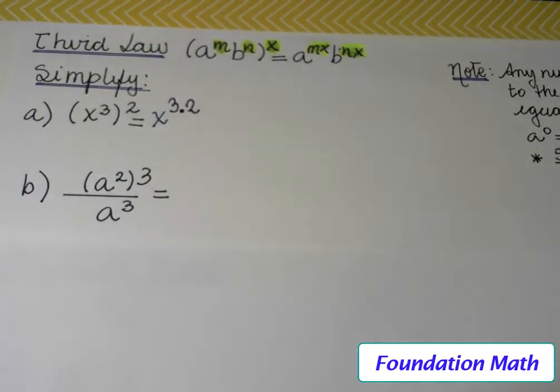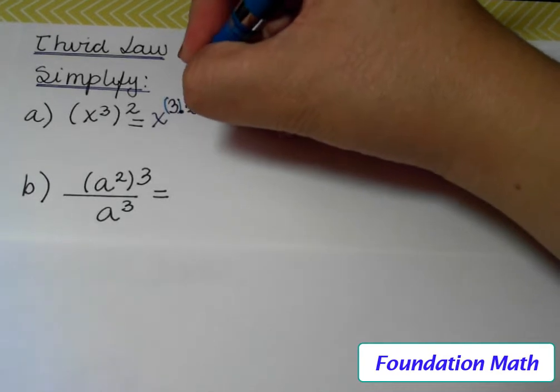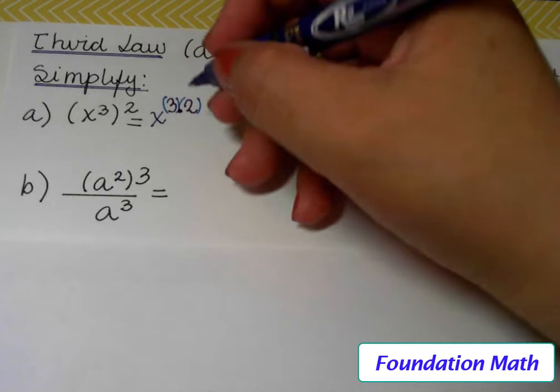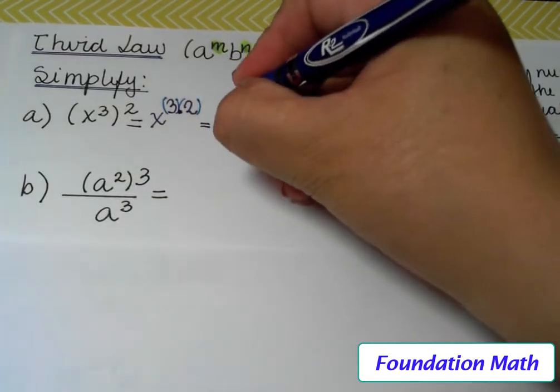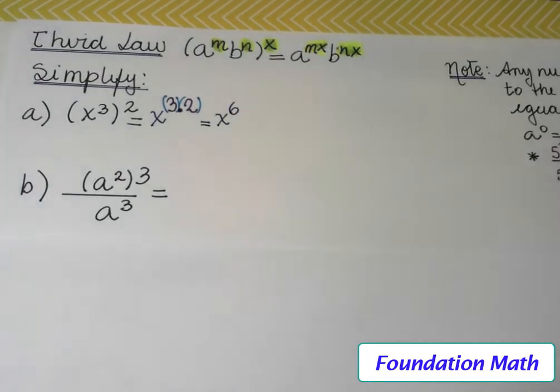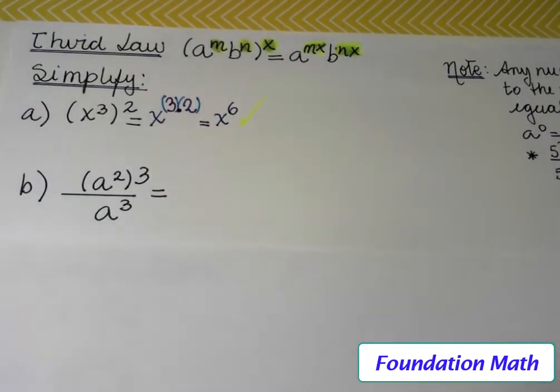If you don't want to use that dot or point, you just use the parentheses if you want. It depends on you. It's the same. So this is going to be equal 3 times 2 is 6. X with the exponent 6. This is the right answer.